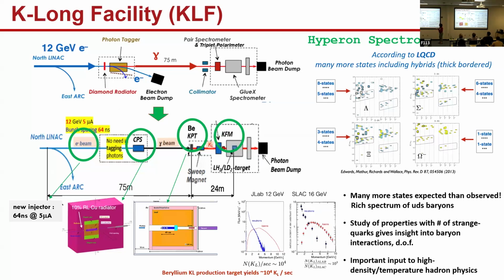The photon will hit a beryllium target. From the beryllium target, we will have a kaon beam. With this beam, we want to study hyperon spectroscopy, a spectroscopy in which there are many hyperons, so particles with a strange quark, which are predicted but have not been seen yet. And this is the main focus of the KLong program.